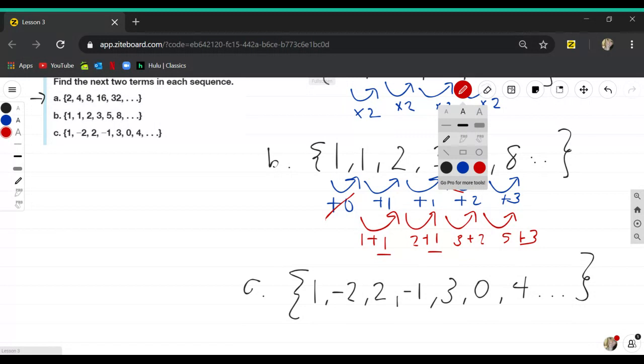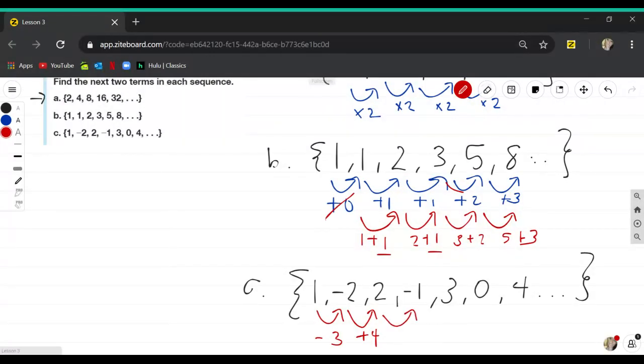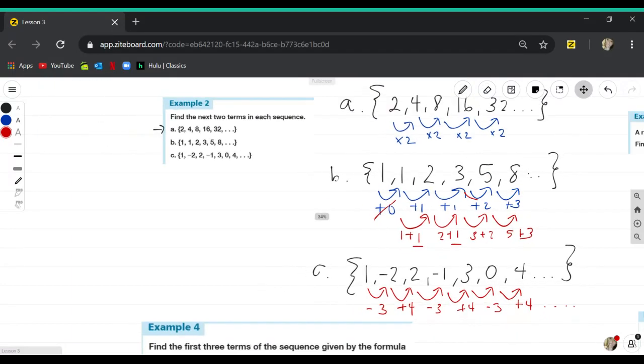To get from 1 to negative 2, I'm subtracting 3. And then from negative 2 to 2, I'm adding 4. And here, 2 to negative 1, I'm subtracting 3. And then I'm adding 4. Okay, so this is what we see. I'm subtracting 3, and then I'm adding 4, and that is our sequence. So it's minus 3 plus 4. Okay, so we did those.